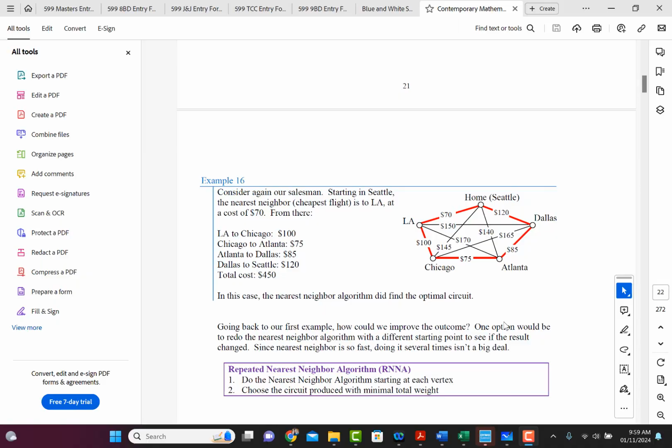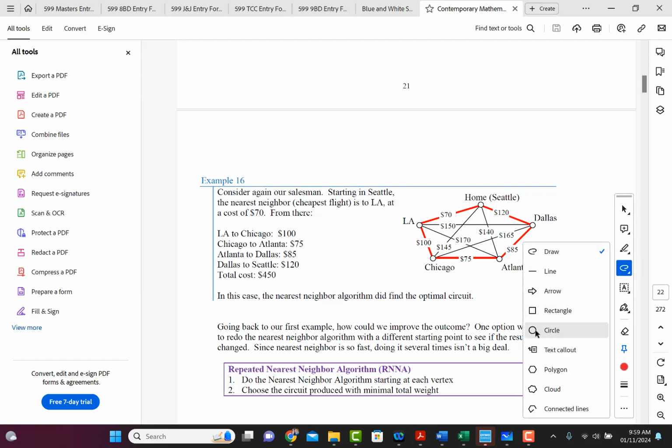Okay, so welcome back. And now we're going to start with this example here. Example 16 says, consider our salesman starting in Seattle. So here's our home in Seattle up here. So there we are, up in Seattle. Now we're going to use the nearest neighbor algorithm.